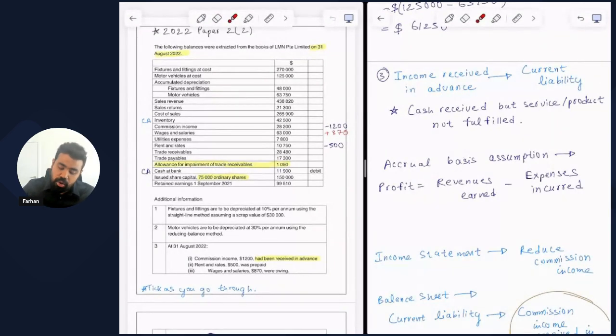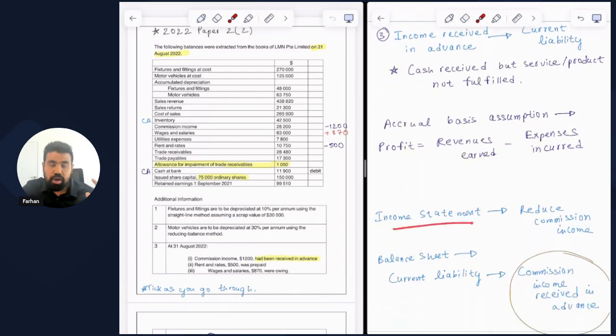Now, under the accrual basis assumption, if you want to calculate the profit, how do we do that? So we start with the revenues earned, and then we subtract the expenses incurred, all right? Because this $1,200 in commission income received in advance does not fall into the definition of revenues that have actually been earned, what do we have to do? In the income statement, when you record the commission income, you have to reduce the commission income by $1,200.